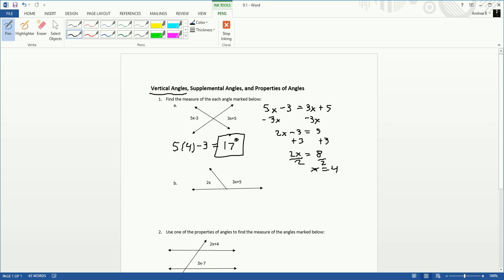For part B, you'll notice it's a little bit different because this time we have the angles side by side and they are along a straight line. So these ones are the second case here, the supplemental angles. So supplementary angles add up to 180 degrees. So here in this case, we'd have our 2x plus, and then add together our other angle, the 3x plus 5, and then set that equal to 180. Supplementary angles have to add up to 180 degrees.